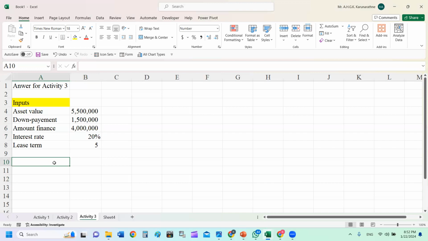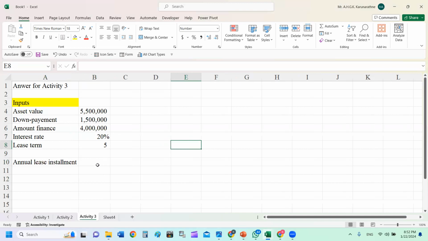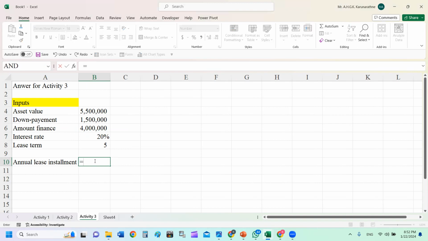So we'll go with annual lease installment. Okay, annual lease installment. This is the important thing, this is the crucial thing. If you make any error here in the installment, then everything will be a mess, right? So put in the installment. Very easy. Use the PMT function. This is the only function we discussed so far.